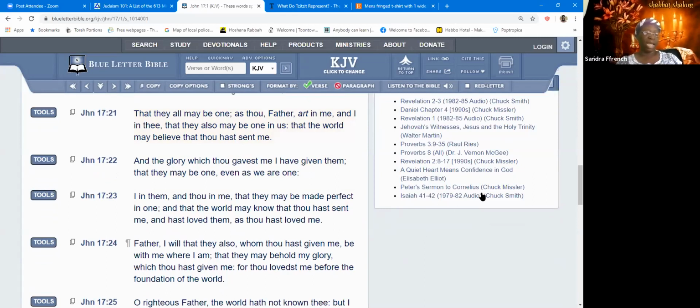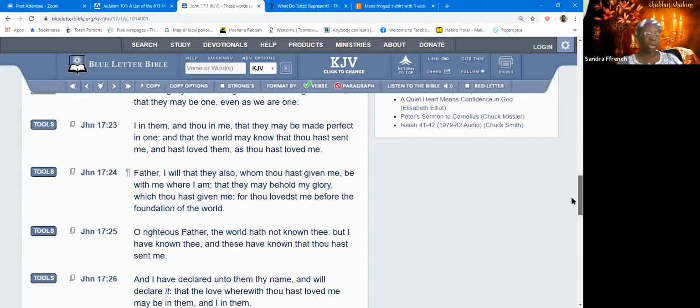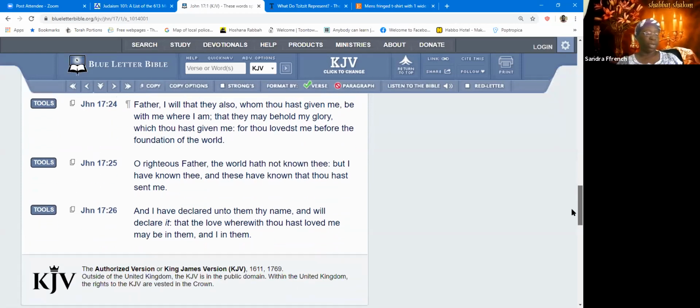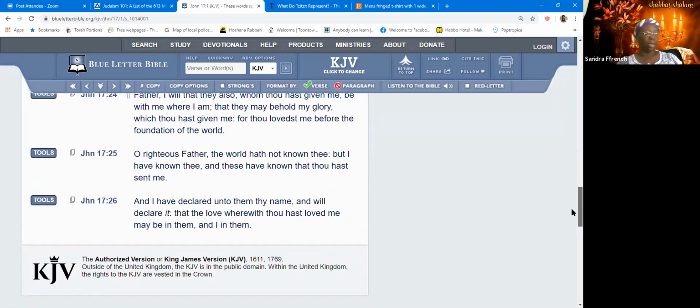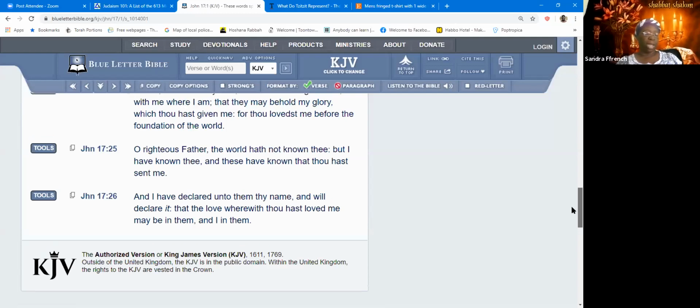And the glory which thou gavest me, I have given them, that they may be one, even as we are one. I in them, and thou in me, that they may be made perfect in one, and that the world may know that thou hast sent me and hast loved them as thou hast loved me. Father, I will that they also, whom thou hast given me, be with me where I am, that they may behold my glory, which thou hast given me. For thou lovedst me before the foundation of the world. O righteous Father, the world hath not known thee, but I have known thee, and these have known that thou hast sent me. And I have declared unto them thy name, and will declare it, that the love wherewith thou hast loved me may be in them, and I in them.